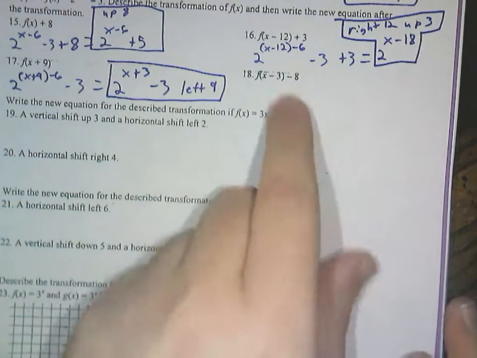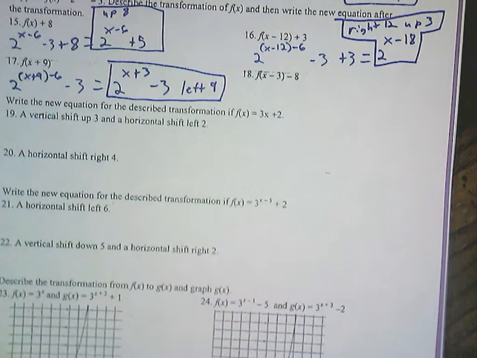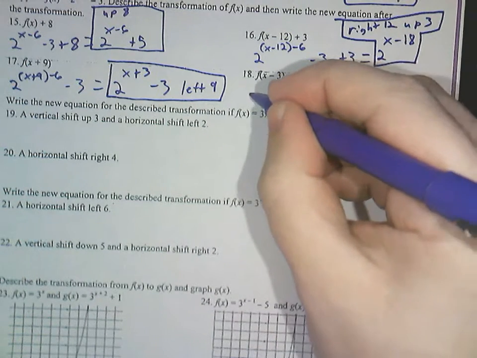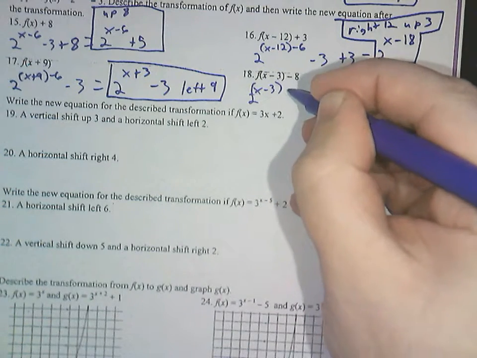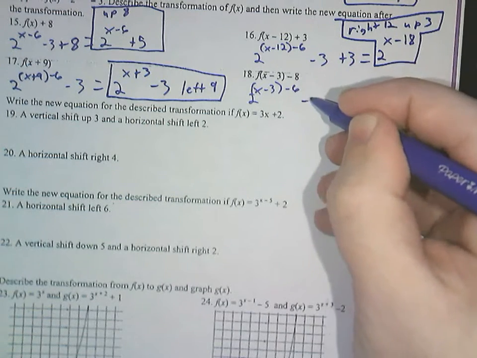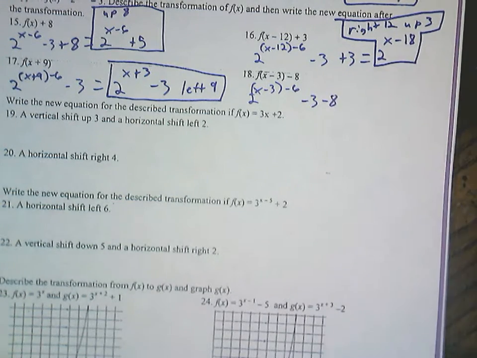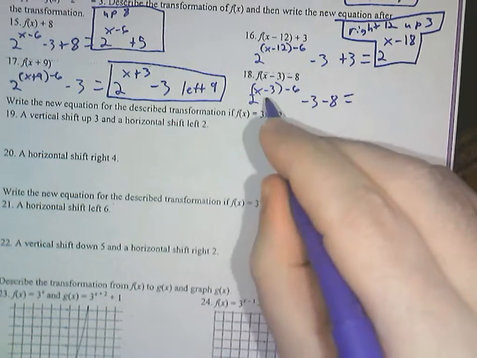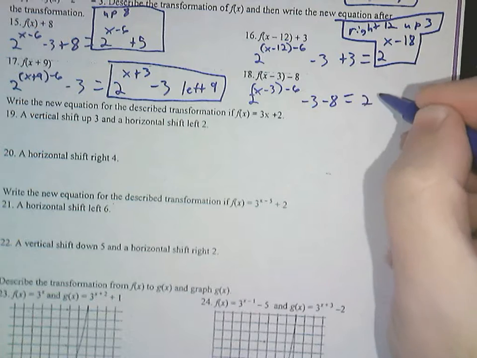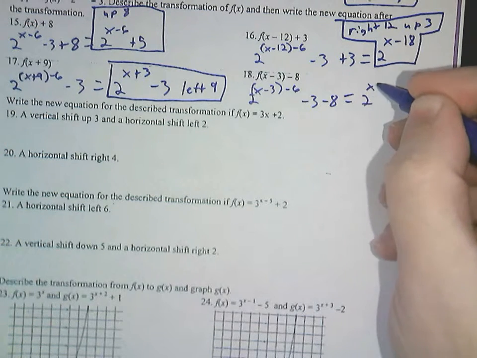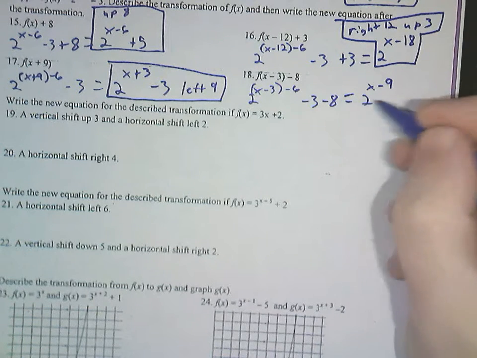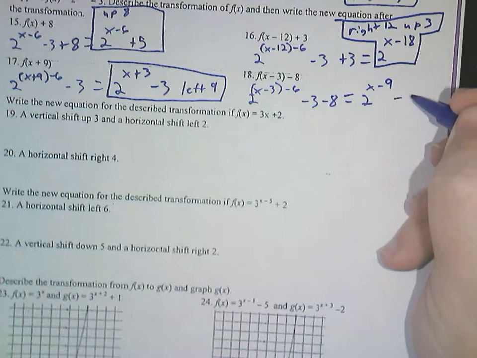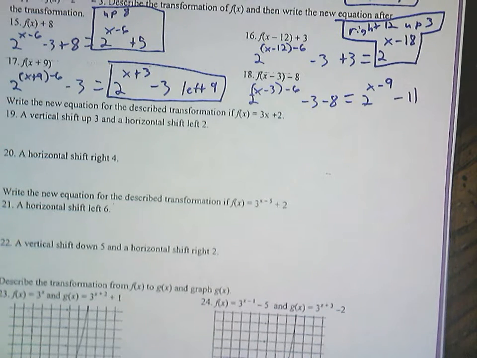Okay. Last one we'll do in this section. Again, two transformations. Let's set up my equation first. So 2 to the x minus 3 now, because it's in the parentheses, and then I still have the minus 6 up there. And then I have the minus 3 with a minus 8 now at the end. Let's simplify these. Negative 3, negative 6 are going to become 2 to the x minus 9. And then negative 8 and negative 3 are going to become negative 11. So there's my equation.